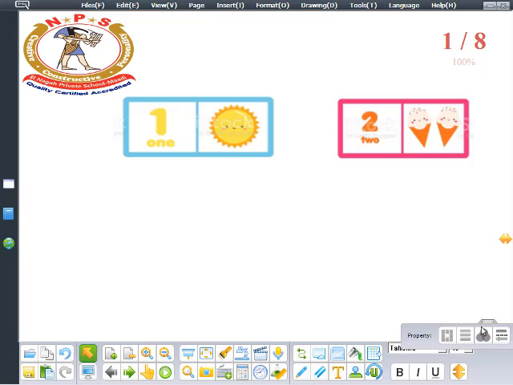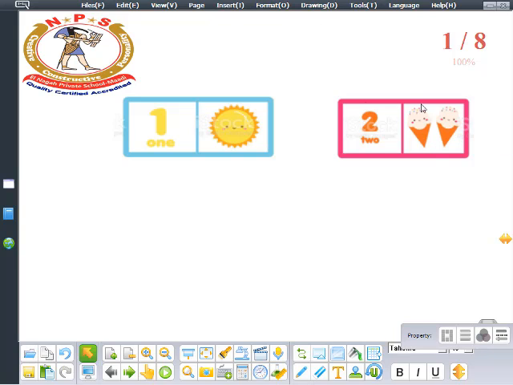It's our math time. Look with me. Do you know what this number is? This is number 1. How many suns do we have here? We have only one. This is number 1, and here we have only one sun.